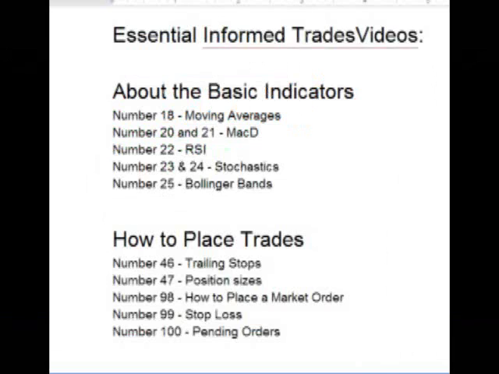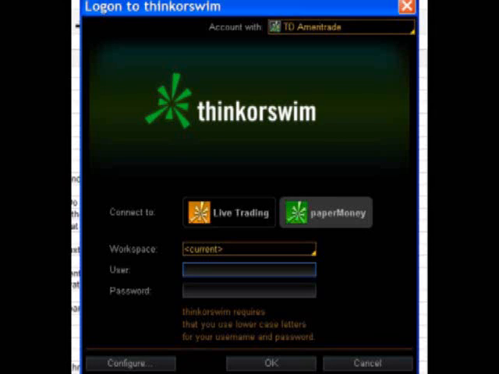And I made a list of the first videos that you should watch. The first series is about basic indicators that you're going to want to know about: the moving average, the MACD, the RSI, the Bollinger Bands. These help you figure out what the stocks are doing. And then the second series is actual learning lessons on how to place trades. And once you watch those videos, then you're going to go back to your Thinkorswim paper trading account and practice placing orders.